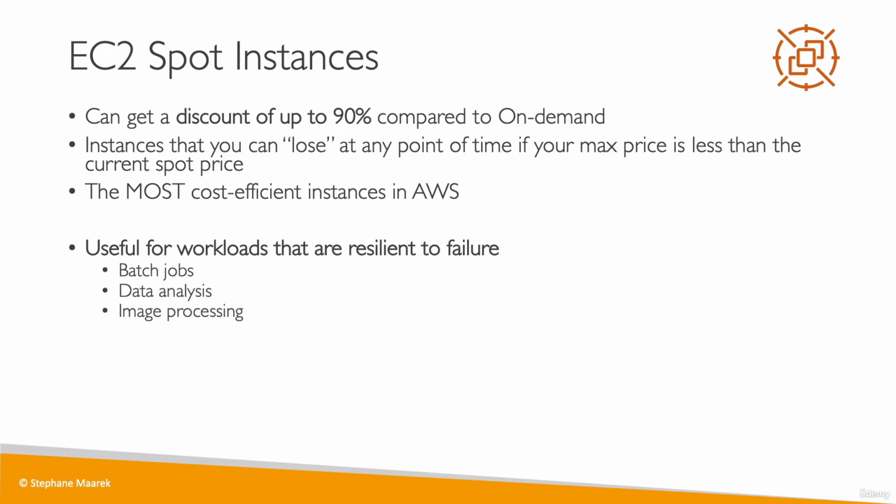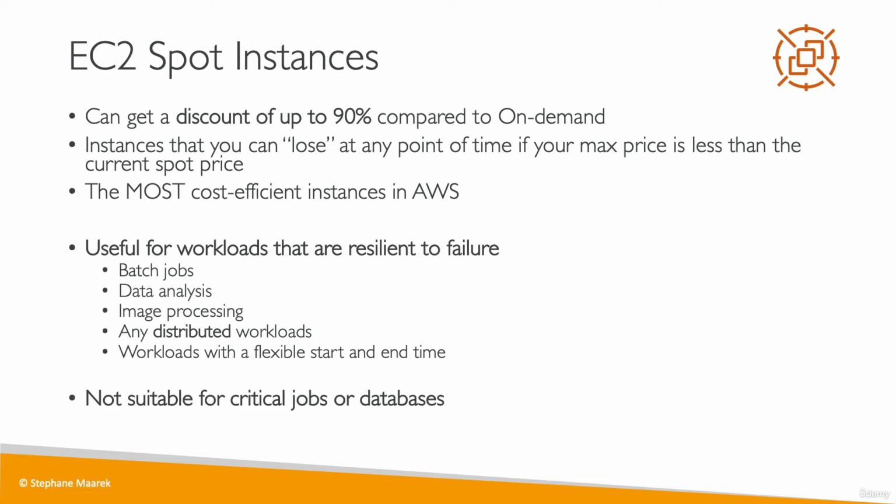Image processing, so if you want to transform images, if you somehow don't transform one, that's fine, you can retry later. Any distributed workloads, so this is the cloud, so the servers can work together in a distributed fashion, and if one of these servers fails, the other ones will know how to react to that failure and still work together without the one server that has been terminated. Or, for example, if you have a workload that has a flexible start and end time, a spot instance could be great. But one thing spot instances are really not great at is to run a critical job or a database, okay? Never ever do that, it would be disastrous.